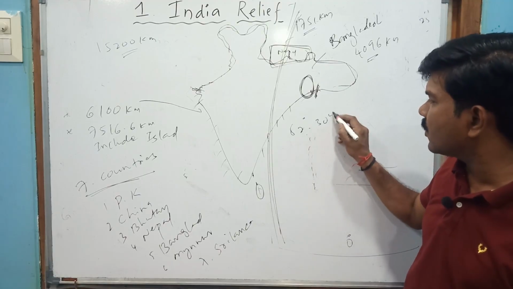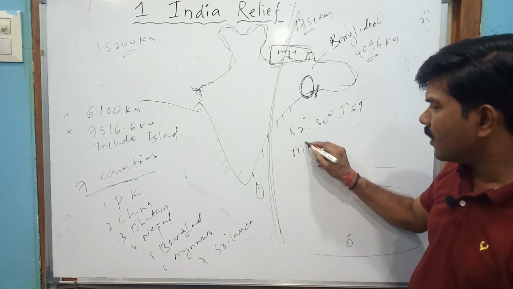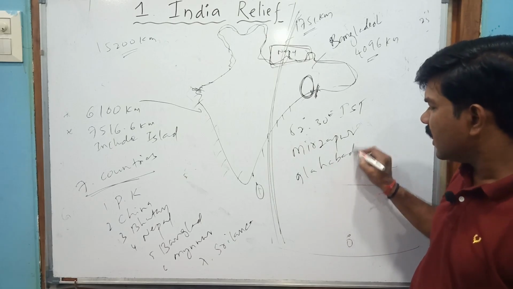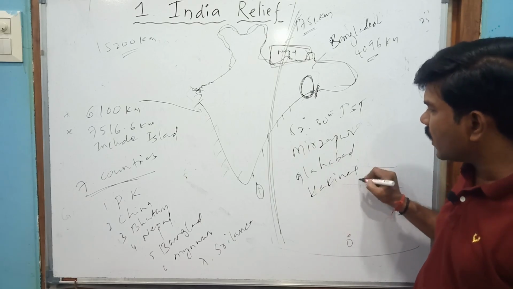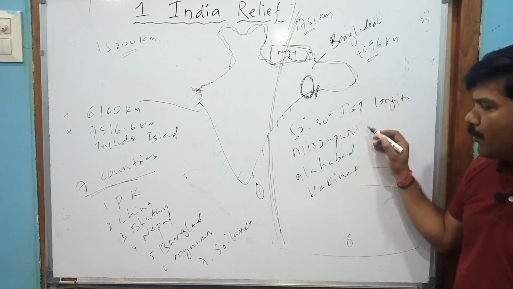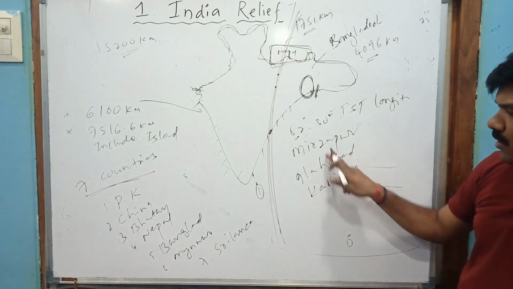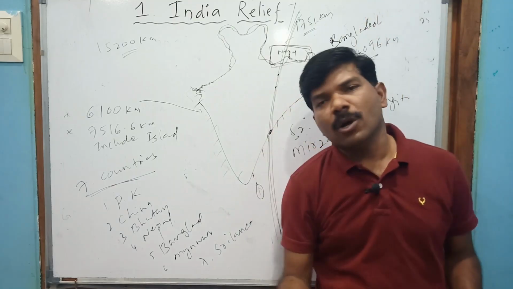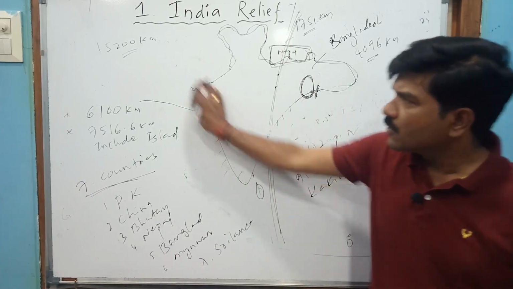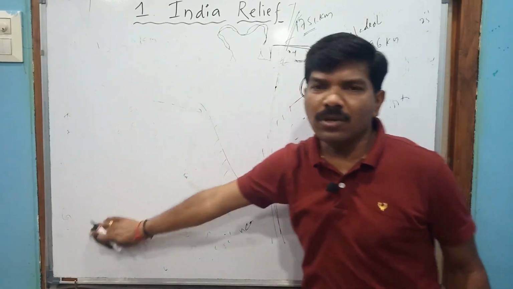82.5 degrees east longitude is considered India's standard time. It is passing through Mirzapur. In our book they have mentioned Allahabad, and even Kakinada also. So the 82 degree 30 minute east longitude passes through Mirzapur, Allahabad, and Kakinada. These are located on the 82 degree 30 east longitude. Okay, so these are a few important facts about India.